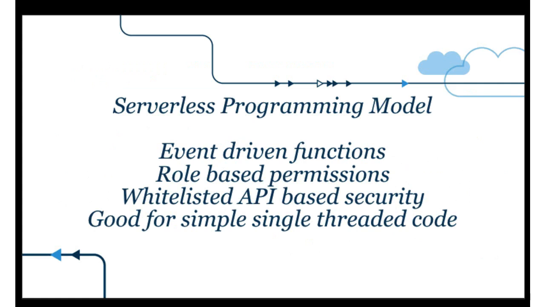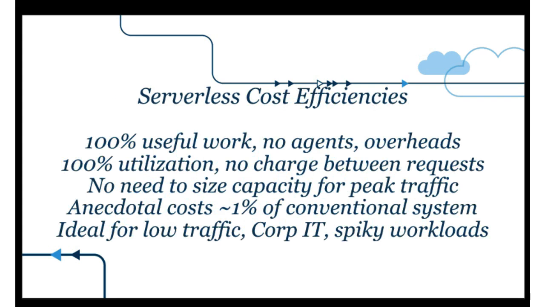And let's just look at the programming model. It's an event-driven function. There are role-based permissions. The function is in a role. That role gives it access to keys, which let it do things. It's whitelisted APIs. The role it's in lets it talk to a particular S3 bucket or a particular DynamoDB or some other function it wants to talk to. And because these functions are being invoked, lots of them in parallel, you can run simple single-threaded code like JavaScript and Python without having to worry about multi-threading it.